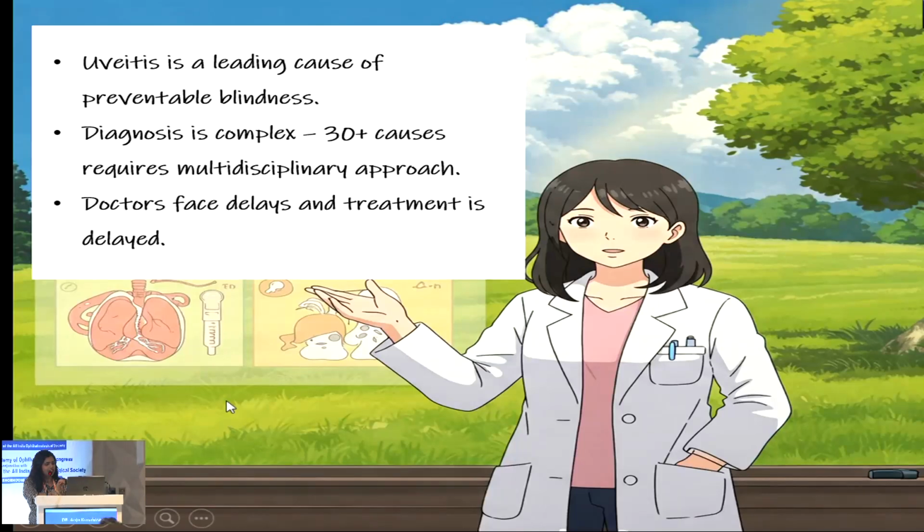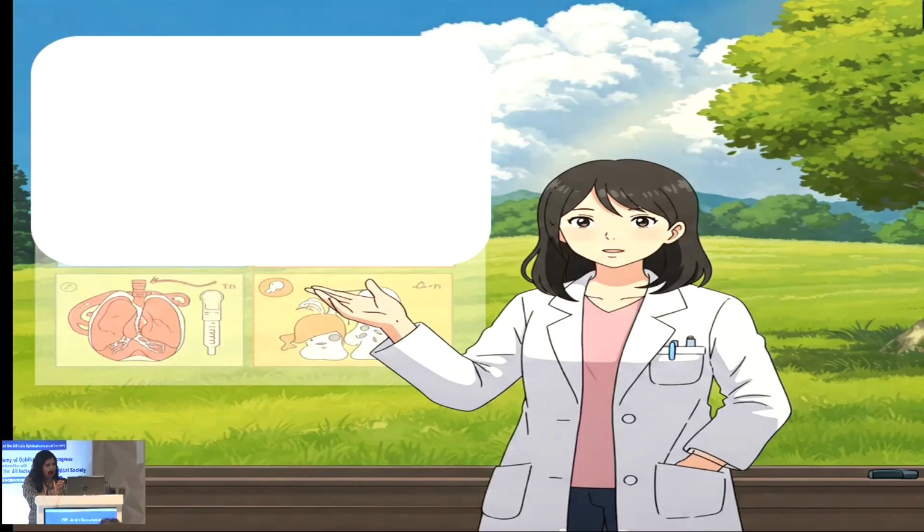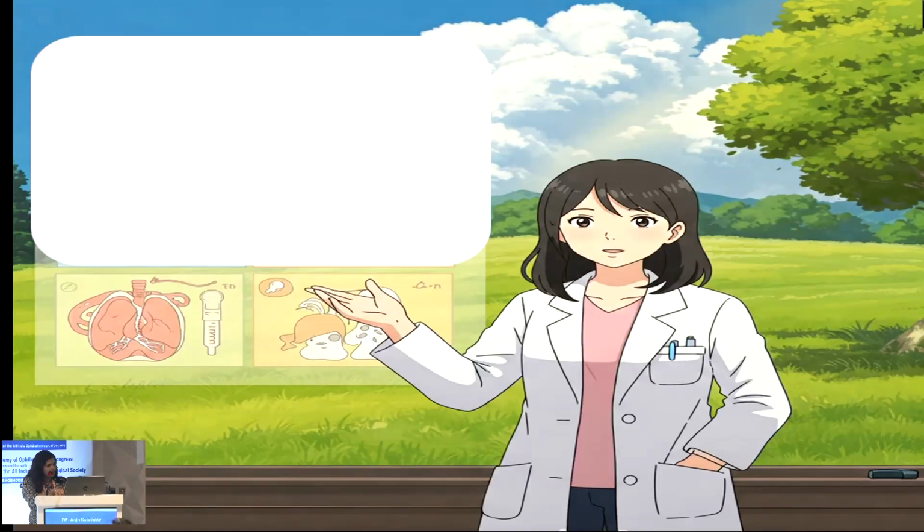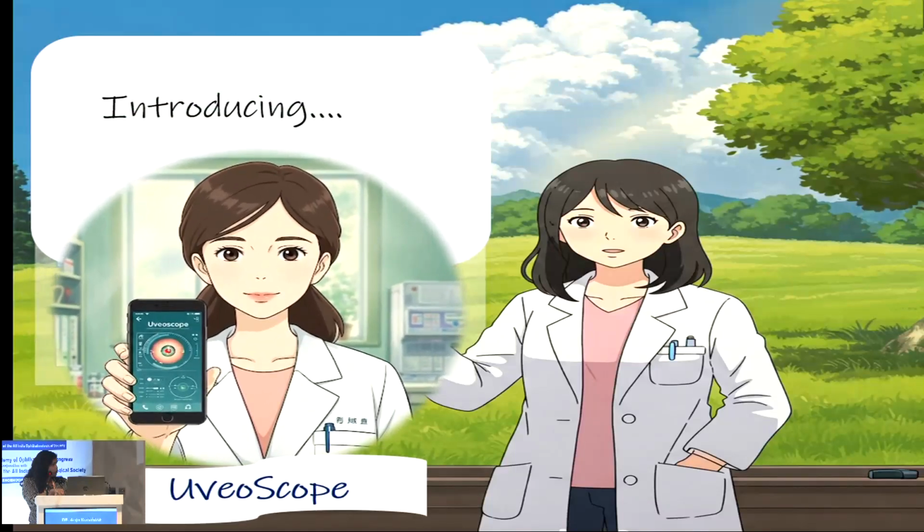So this is a story I see often in my clinic. It inspired me to create UVOscope. We all know Kumar's story is not a unique story. Uveitis is a leading cause of preventable blindness. Diagnosis is complex, with 30 plus causes requiring a multidisciplinary approach. Doctors face delays and treatment is delayed. So introducing UVOscope, a mobile application designed to bridge this gap by helping doctors to make informed decisions, ensuring a precise and efficient diagnostic pathway.